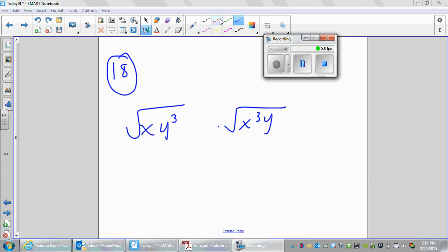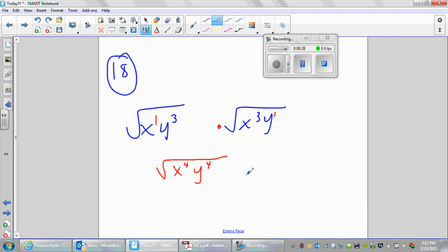All right, 18. We have to remember our rules of exponents here. So this x is just a single, and this y is a single. And we're multiplying. So we have x^1 times x^3. Remember, when we multiply with the same base, we can add exponents. 1 plus 3. Okay? 4. Now we have the y. y^3 times y^1. 3 plus 1, 4.